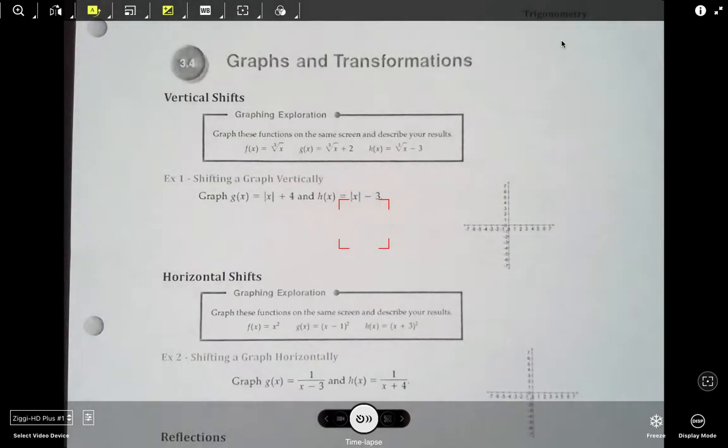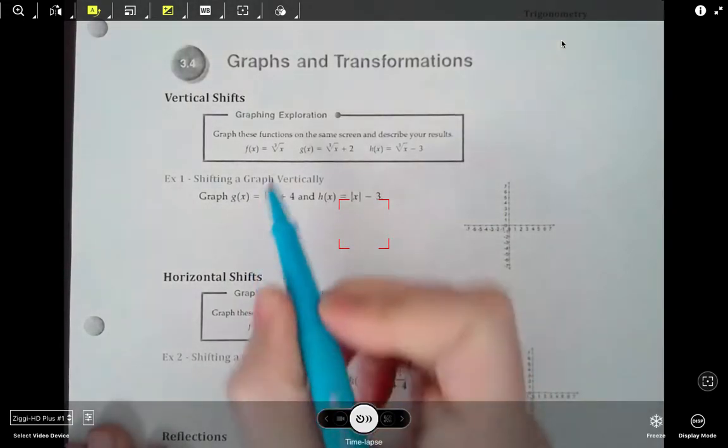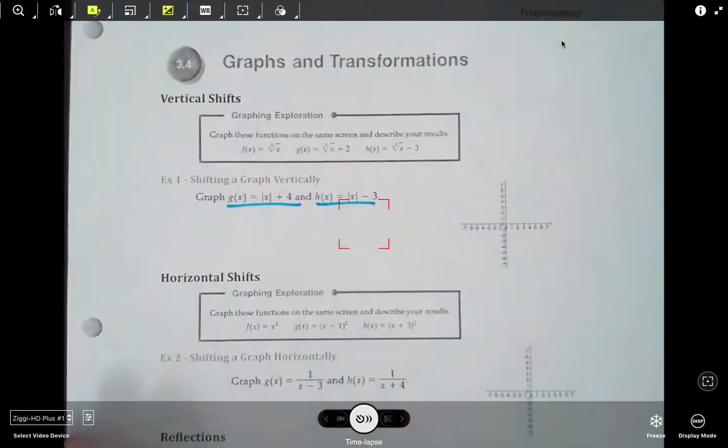So example 1, you are shifting these two functions. You basically have two different shifts going on. They want you to graph them on the same coordinate plane, and then I'm going to go ahead and write what transformation each one is doing. But I tell my algebra kids, if you strip away all of the numbers, what is the parent function that's left over? What are you starting with for both of those?